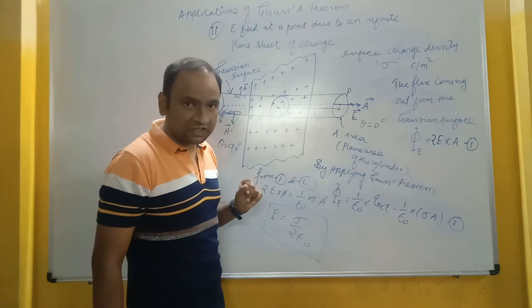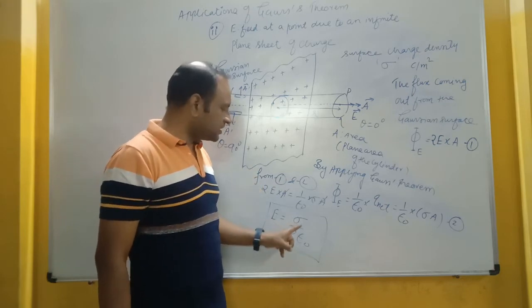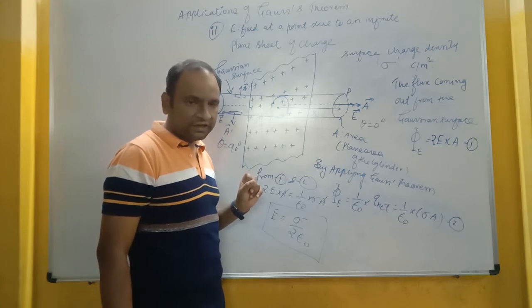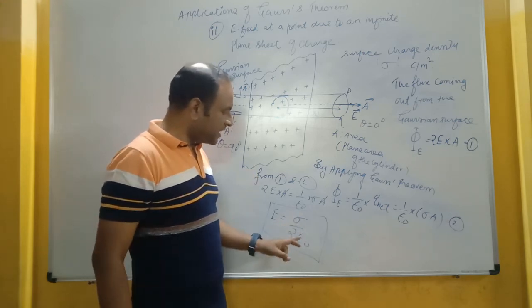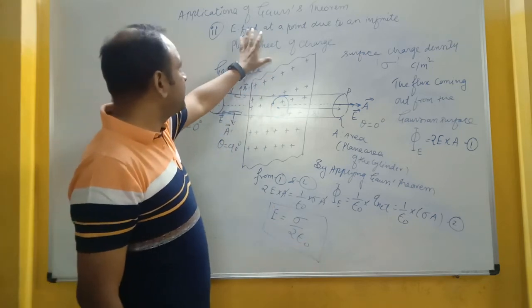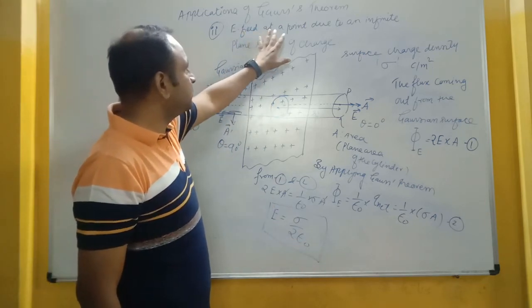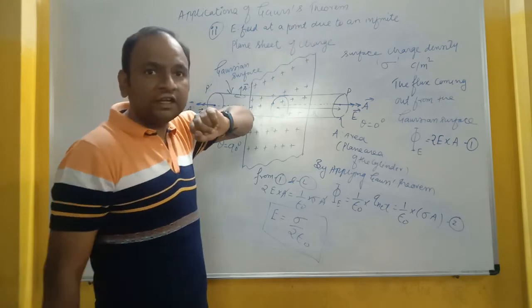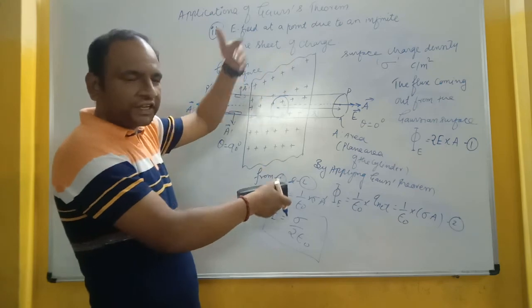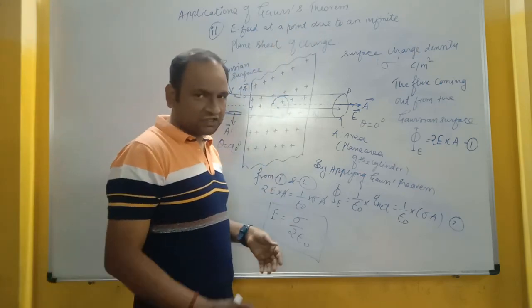This E is equal to sigma divided by 2 epsilon 0. So E equal to sigma by 2 epsilon 0 is the electric field expression at a point due to an infinitely large plane sheet of charge. We will explore it in more detail in our coming classes. We will start with this expression.